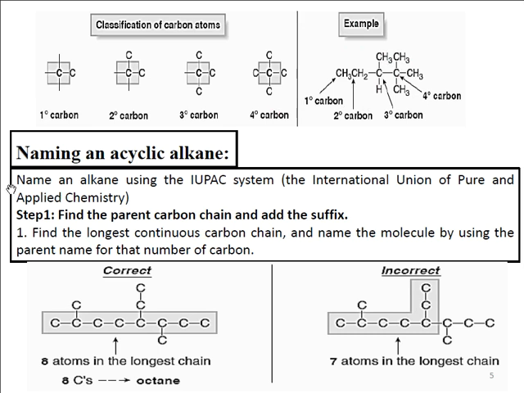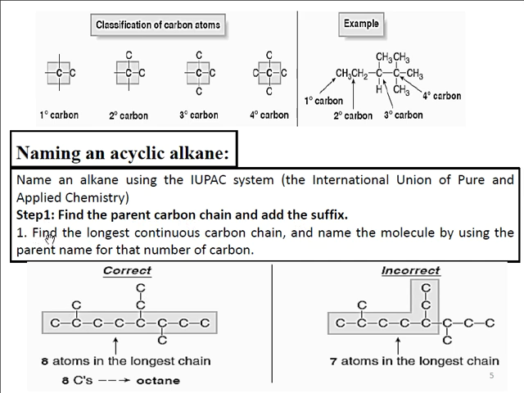Now, naming an acyclic alkane. How do we give the name for the compound? If I give you the structure of an alkane compound, how can you give the name for the structure? Or in reverse, I will give you the name for the compound and I want you to write the structure. Here we have a special system used to give names to organic compounds: the IUPAC system, the International Union of Pure and Applied Chemistry. There are many steps. Step number 1: find the parent carbon chain and add the suffix.